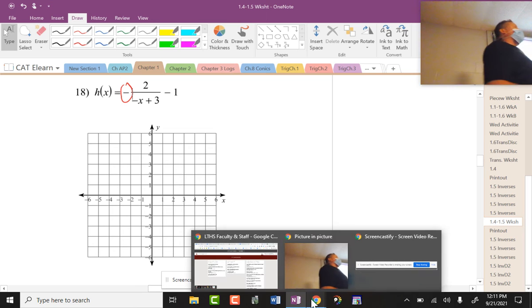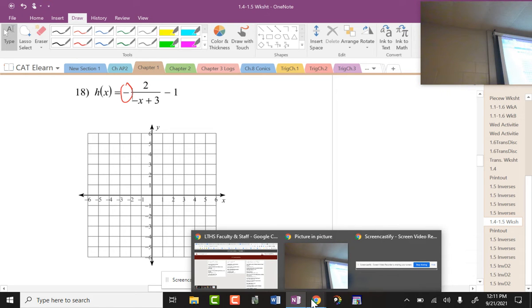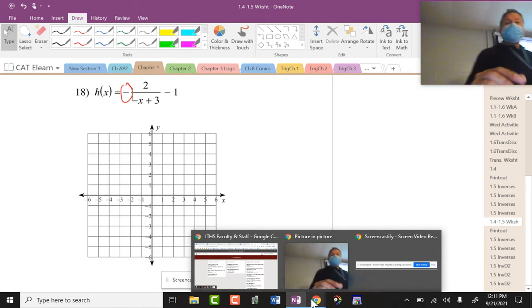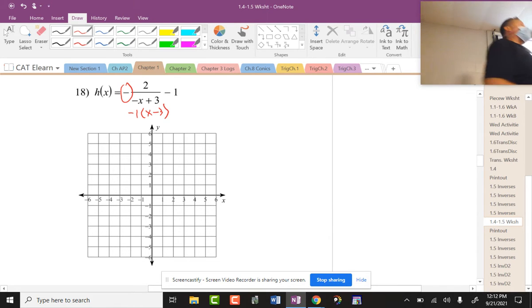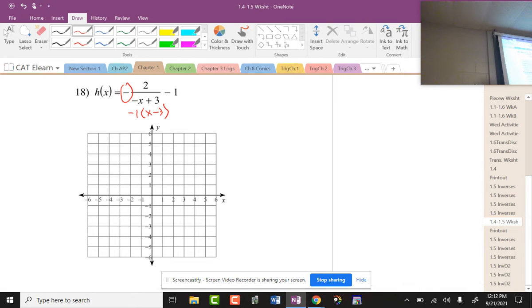Okay, so what's that negative do on the outside? Flips it over the x-axis. But then what's this negative do on the inside when I write this as negative times x minus 3? Well, if the negative on the outside is an x-axis flip, what's the negative on the inside? Y-axis flip.